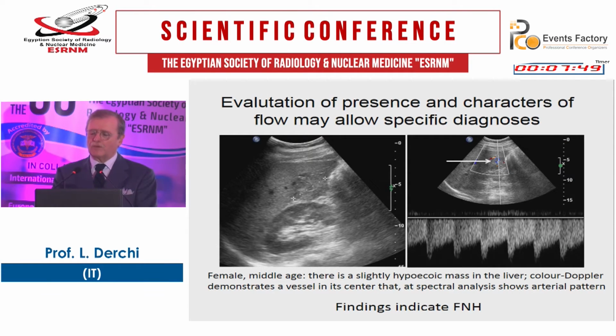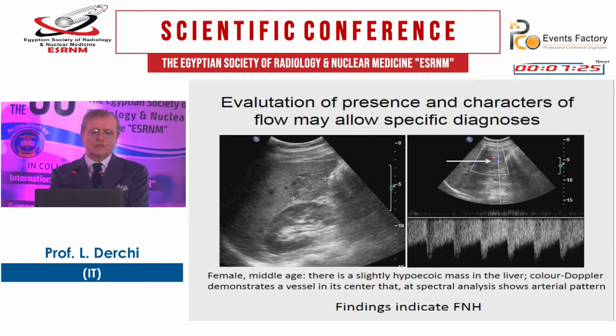An evaluation of presence and characters of flow may allow specific diagnosis. This is a female, middle-aged, with a slightly hypoechoic mass in the liver, which Colour-Doppler shows presence of the vessel in the center, and spectral analysis shows it is arterial. These findings indicate focal nodular hyperplasia.